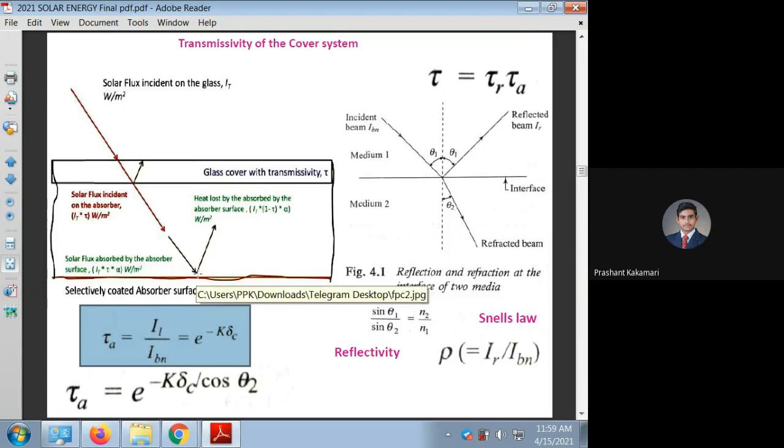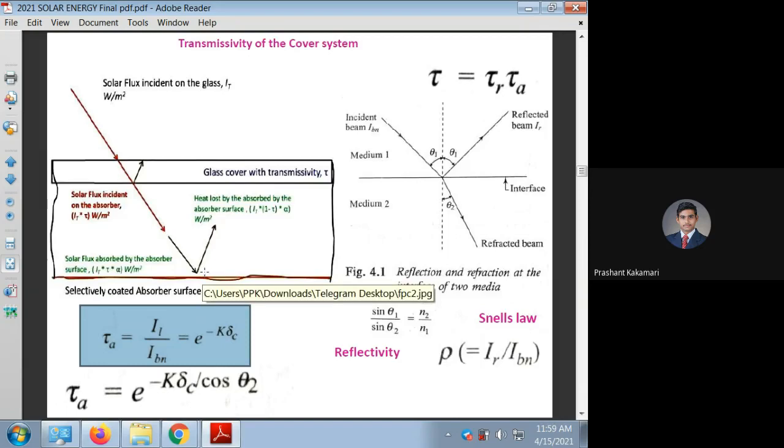On the absorber plate, after the radiation passes through the glass cover, it is going to reduce by some amount. What is that reduction? That reduction we are going to get by multiplying the absorptivity of the given glass cover and the transmissivity value of the glass cover. So if you multiply all these three values, I will get the actual solar radiation or solar flux falling on the absorber plate in one radiation.